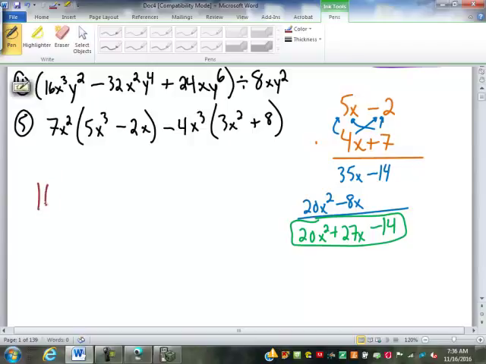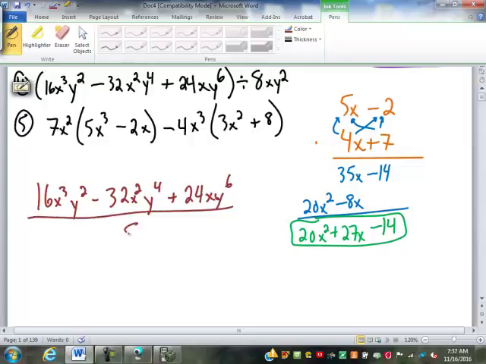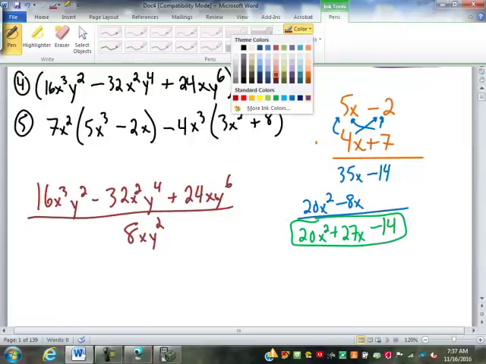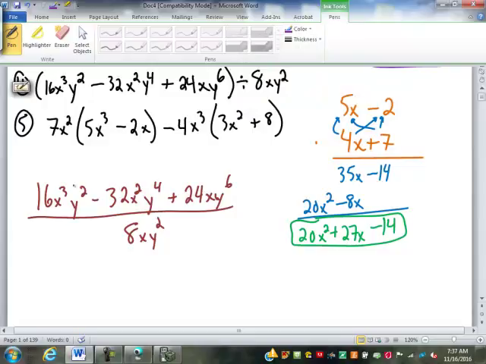Number 4. Division usually looks more familiar to people if I write it like this instead of the way I have it written in the problem. This way you can see that you're going to divide each term. So 16x to the third y squared divided by 8xy squared.